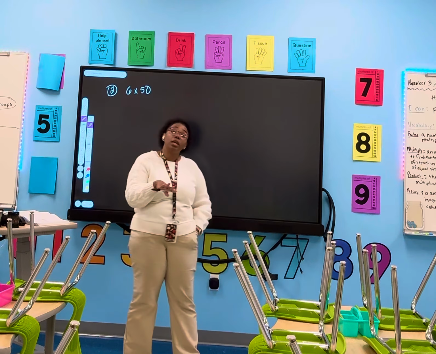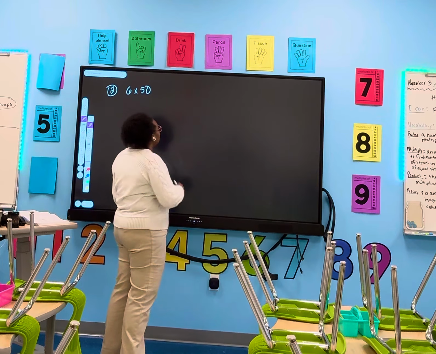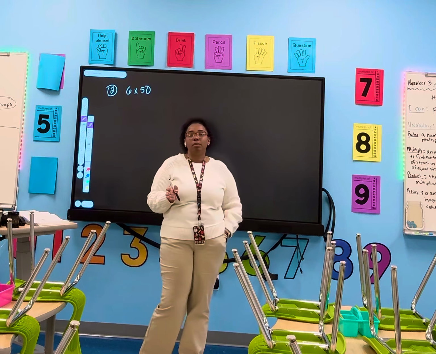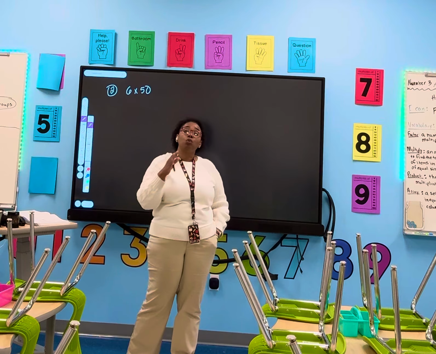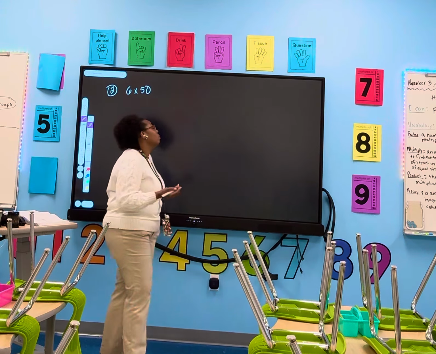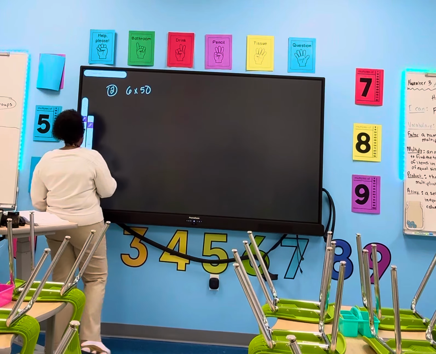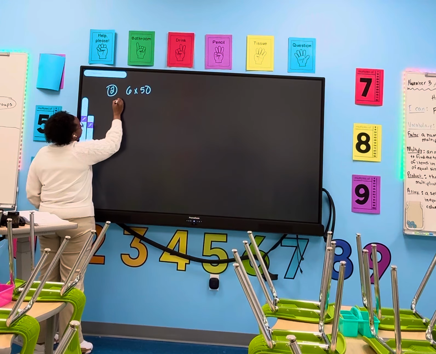So let's go ahead and get back into number 2. We're multiplying 6 times 50. That means I have 6 groups of 50, because remember, when we did our multiplication sentence, the first number is your groups.